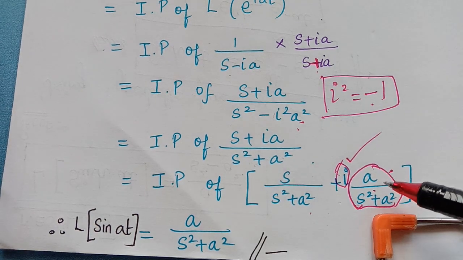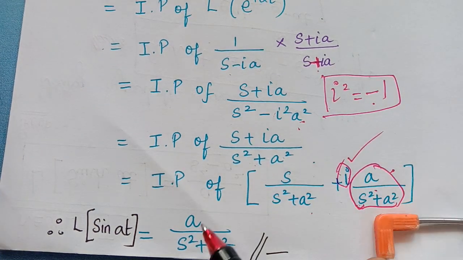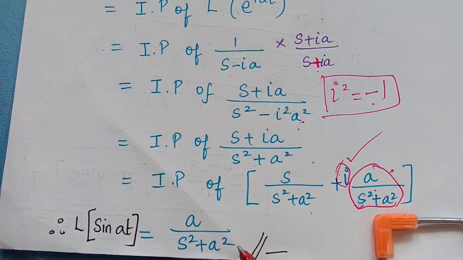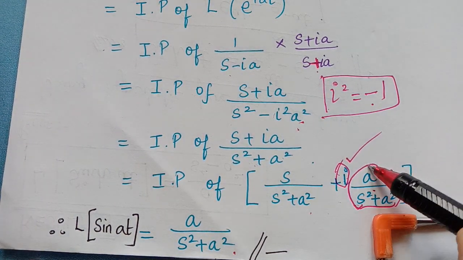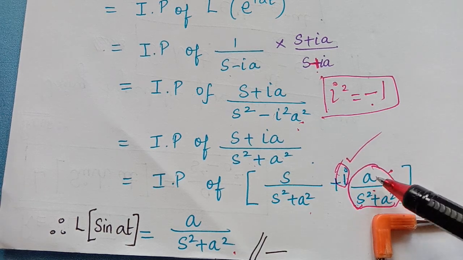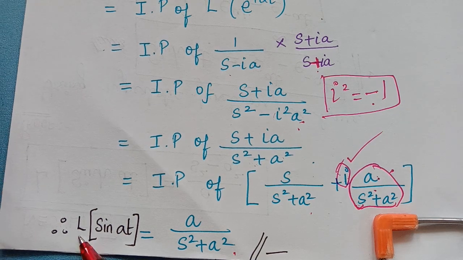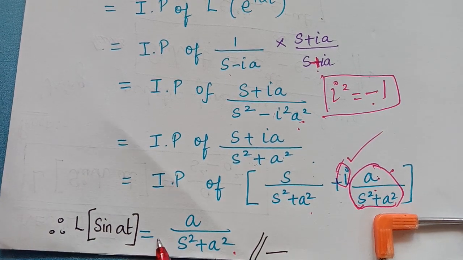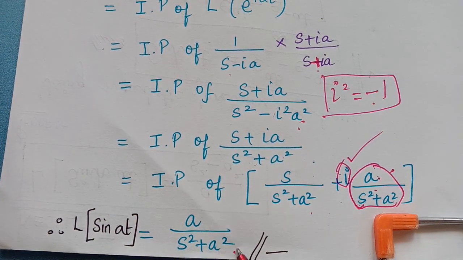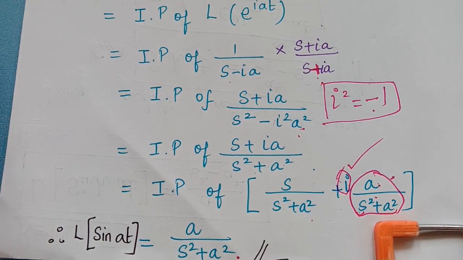Few students by mistake take it along with i and write the answer as ai divided by s squared plus a squared, which will be wrong. So remember, you should take only the coefficient of i, that is a divided by s squared plus a squared. So therefore we get Laplace transform of sin at to be equal to a divided by s squared plus a squared. Hope you have understood both the results. Thank you.